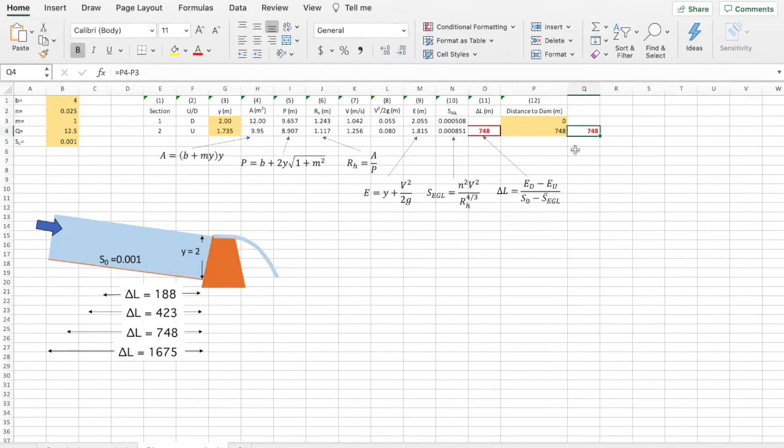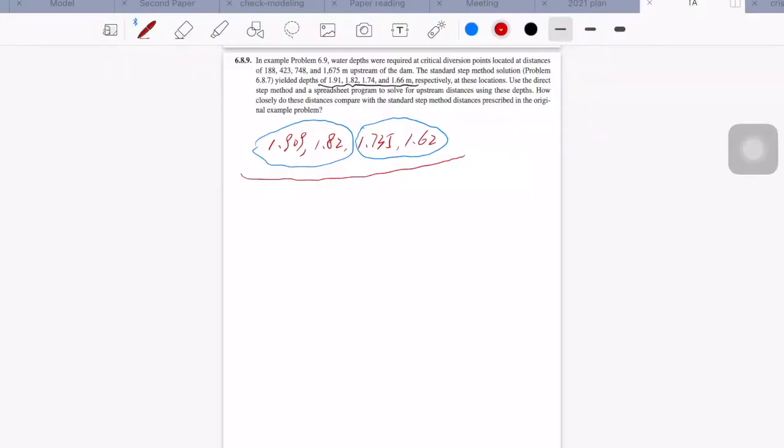For the last point, we know the distance to the dam is 1,675 meters, and we know the water depth at that point is 1.62 meters. And we can see the delta L obtained compares closely to the distance prescribed in the original problem. So after calculating in the Excel file, we can see that the upstream distance obtained compares very closely to the distance prescribed in the original problem.